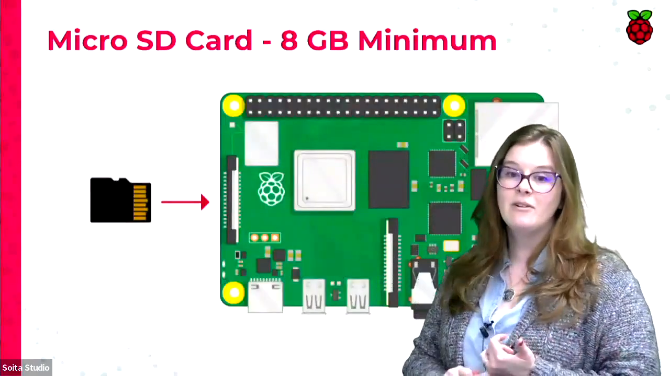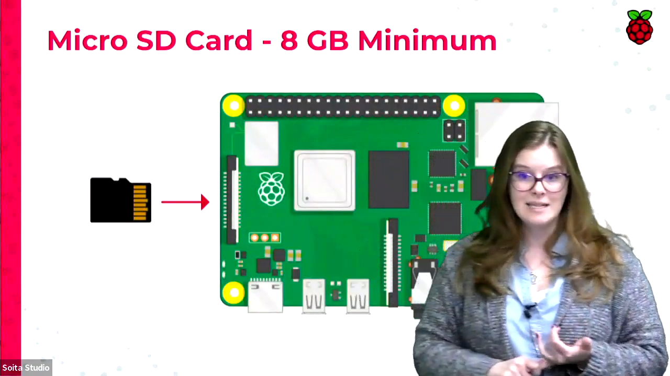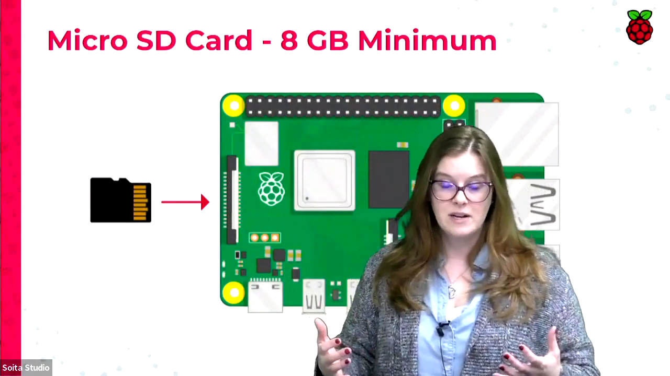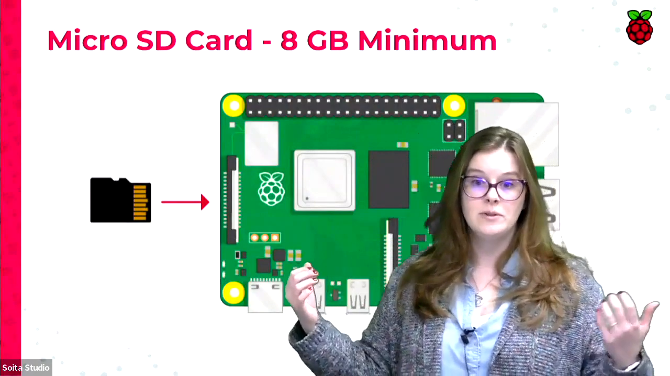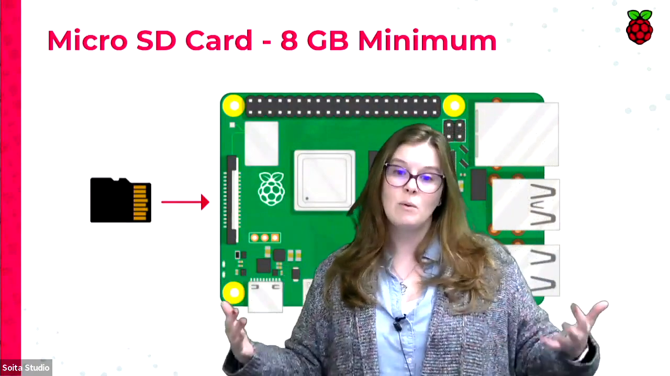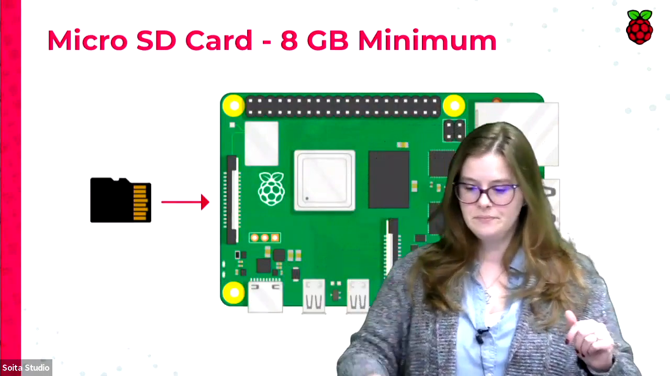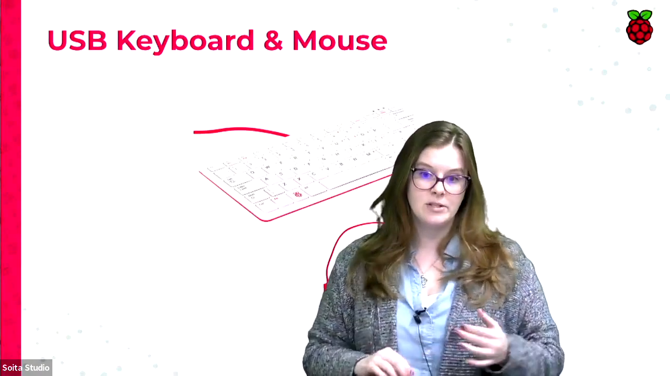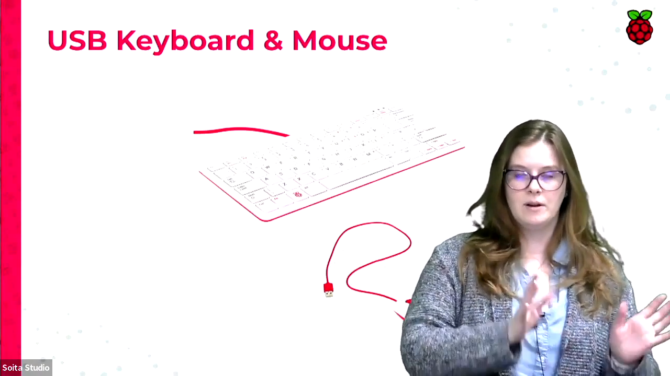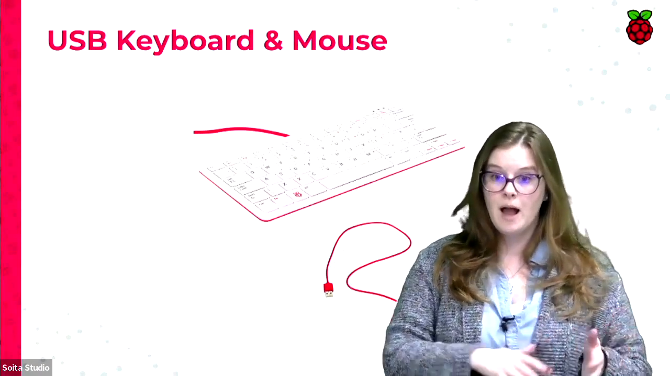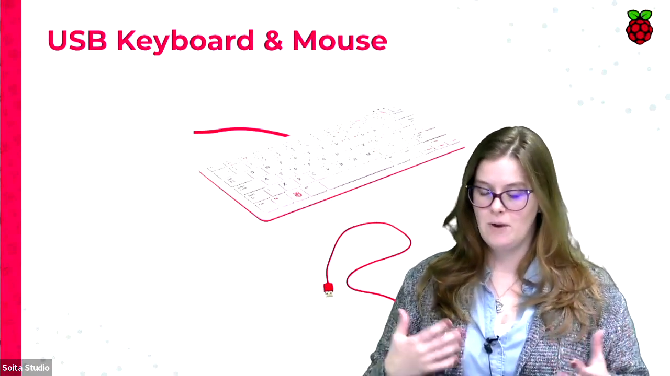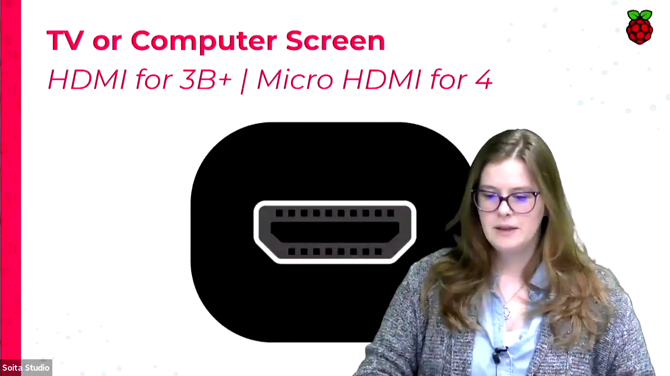You're going to need a micro SD card of at least 8 gigs. If you're going to have a lot of people using this Raspberry Pi, this SD card, or if you're going to be doing some really extensive programming, you might want a larger card. Okay, that's totally up to you. You'll need a USB keyboard and mouse. There are USB ports on your Pi, but you'll need those to attach. Remember, it's a computer, so we're going to need some way to interact with the operating system.